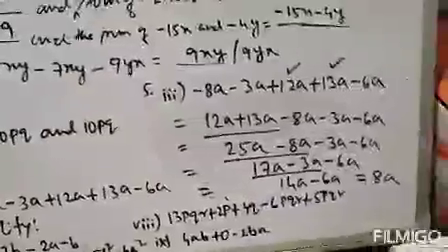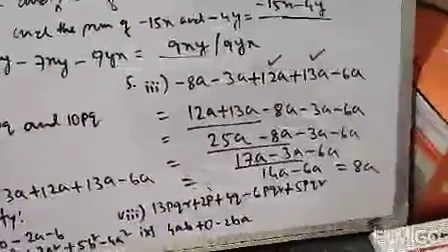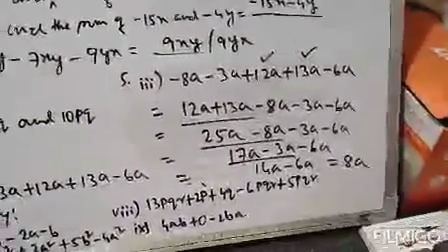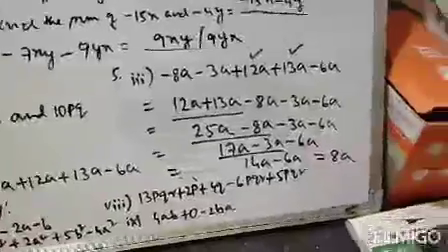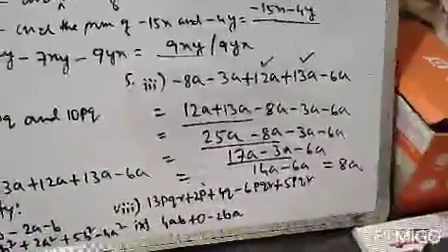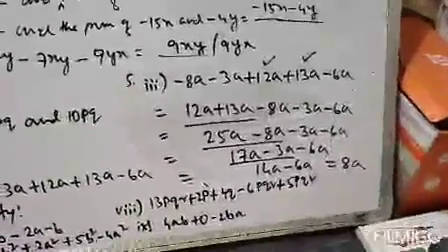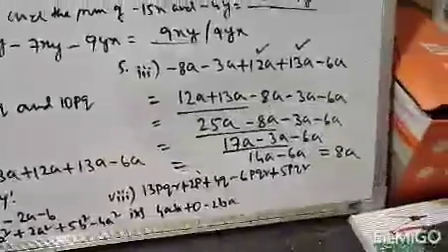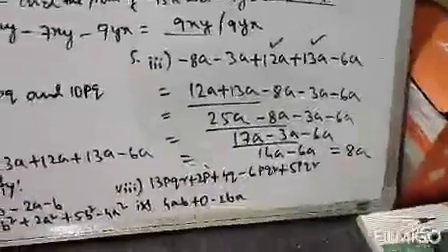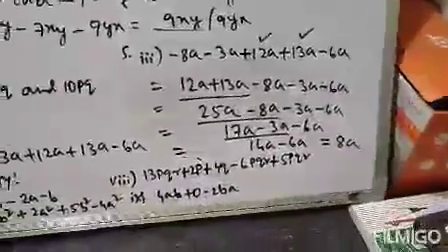Clear? So just arrange properly. Positive terms first, followed by the remaining terms. So 12a plus 13a, that is positive terms, so it is 25a. 25a minus 8a, that is 17a. 17a minus 3a gives you 14a. 14a minus 6a gives you 8a. So 8a is the final answer. Next.